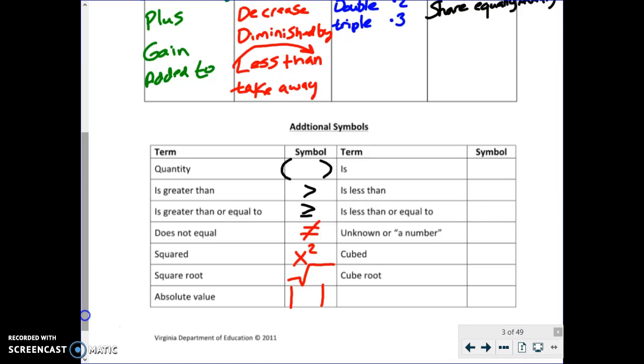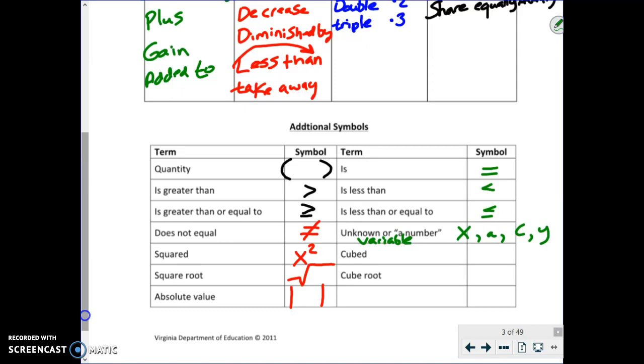When we see is, most often that's going to just be an equal sign. So the total is, or the sum is an equal sign. Is less than, so that's our alligator going the opposite direction. We always read from left to right. Is less than or equal to. Unknown, or a number, most often it's going to be our variable x, but it could be anything. It could be a, it could be c, it could be y, so that's just what we call a variable.